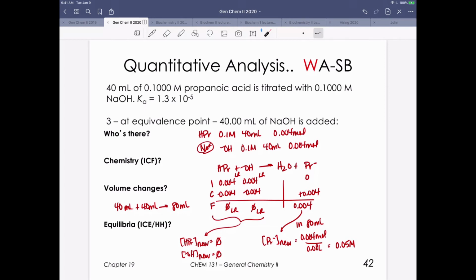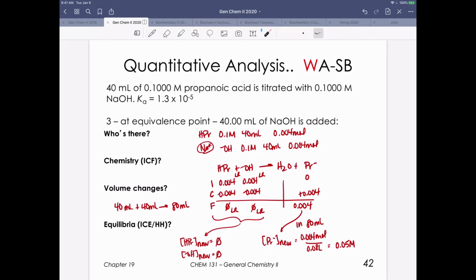Now, keep in mind, this doesn't mean that the pH is going to be equal to 7. Remember, I told you in the last slide it's not equal to 7, and this is the reason why. When the dust has settled, what we have left in solution is a conjugate base of a weak acid, and not an insignificant amount of it. We've got 0.004 moles of it. If we know that's contained in 80 milliliters because of the two solutions we mixed together, we know that the concentration of this conjugate base of a weak acid is 0.05 molar.